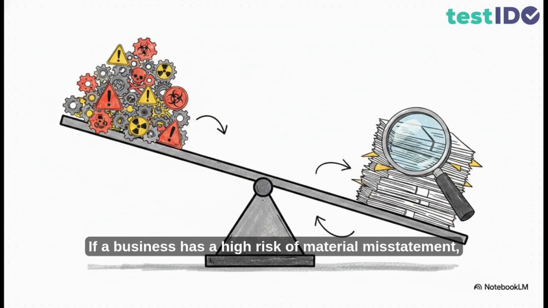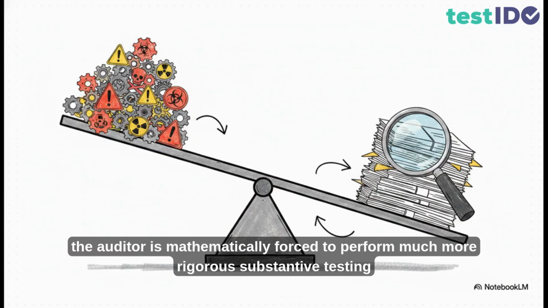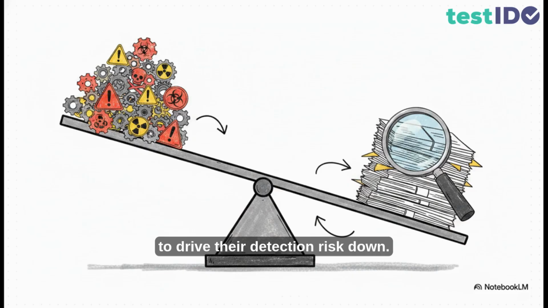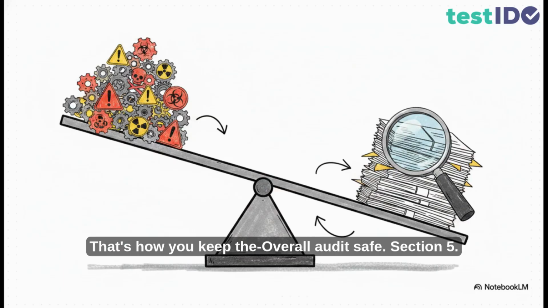If a business has a high risk of material misstatement, meaning it's just inherently messy and has terrible internal controls, the auditor is mathematically forced to perform much more rigorous substantive testing to drive their detection risk down. High RMM requires a low detection risk strategy from the auditor. That's how you keep the overall audit safe.